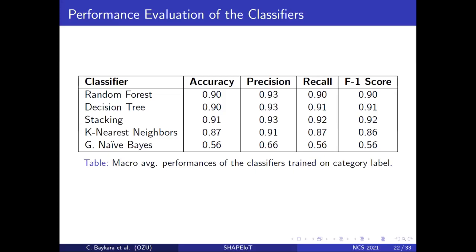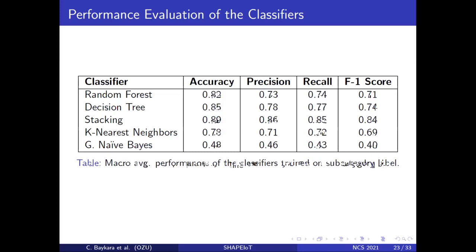And if you take a look here, you can see that the stacking classifier, the decision tree, and the random forest classifiers performed the best on the data, where the stacking classifier performed a little bit better than the other two. And if we take a look at the performances on the subcategory label, the difference between the stacking classifier and the decision tree and random forest classifiers is a little bit more visible here. The stacking classifier performed by far the best. And in our simulation, we used the stacking classifier.